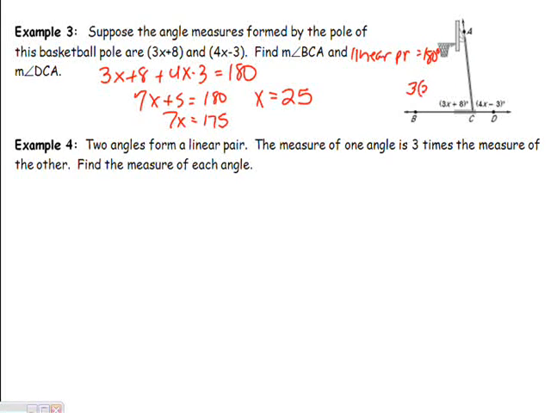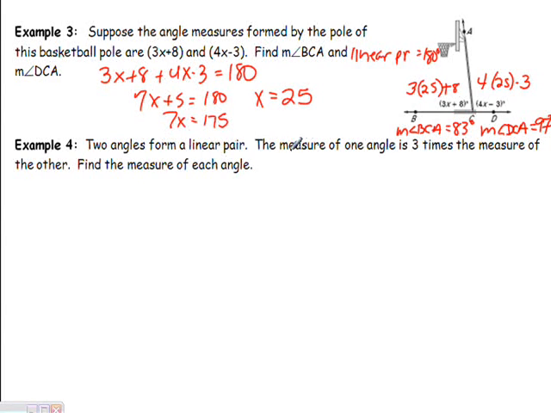So for this side, I'm going to get 3 times 25 plus 8. And for this side, I'm going to get 4 times 25 minus 3. So the measure of angle BCA equals, what, 75 plus 8, so we're talking 83 degrees. And therefore, the measure of angle DCA equals 100 minus 3, so 97. And that makes sense because we knew these two were going to be supplementary.